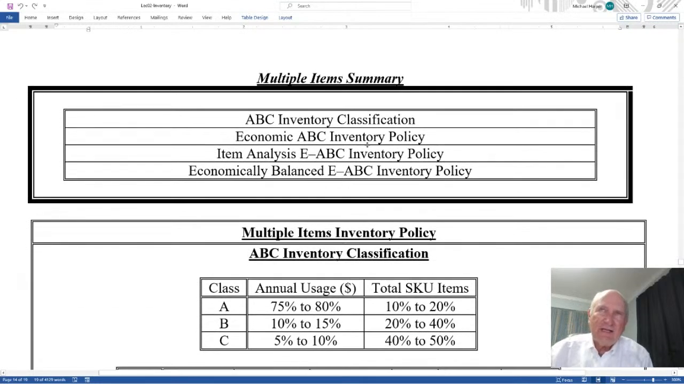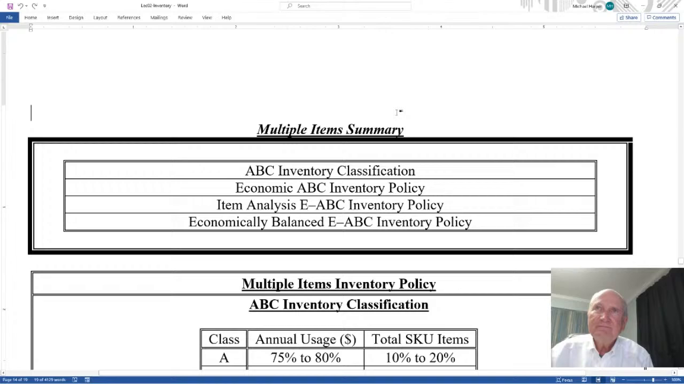Before I do this last one, I modify these courses every semester.